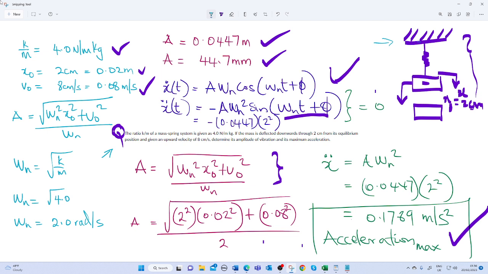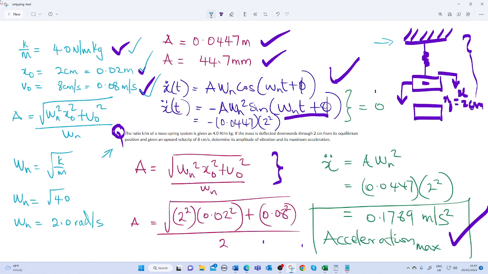We have our K over M to be 4.0 Newton per meter per kilogram. We have our initial displacement 2 centimeters, which gives us 0.02 meter. We have the initial velocity 8 centimeters per second, which gives us 0.08 meter per second.